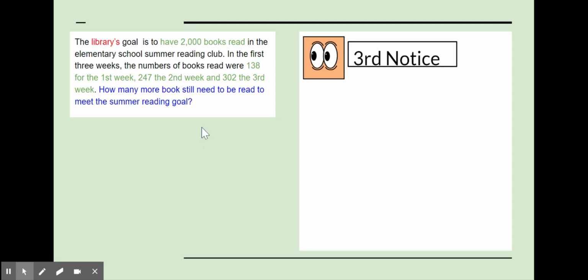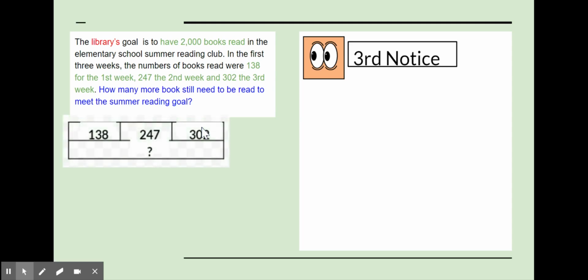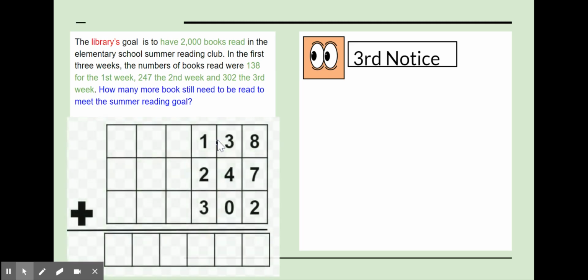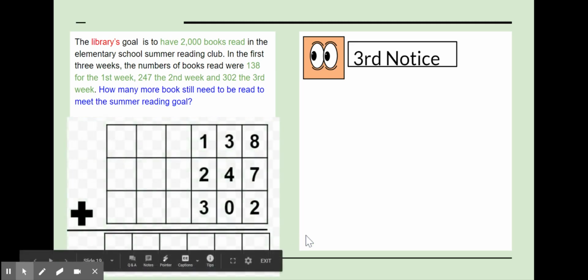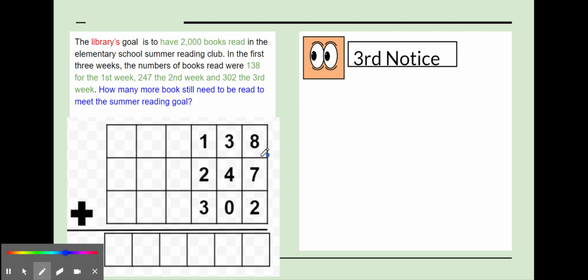And we know that we drew a part-part whole model first, and part-part whole means that we need to add. So we need to add 138 plus 247 plus 302. And we know that we cannot add numbers this way, so we need to stack our numbers, making sure we line up our place value. And I always like to add only 2 numbers at a time. So I would add 8 plus 7 first, and that would be 15.